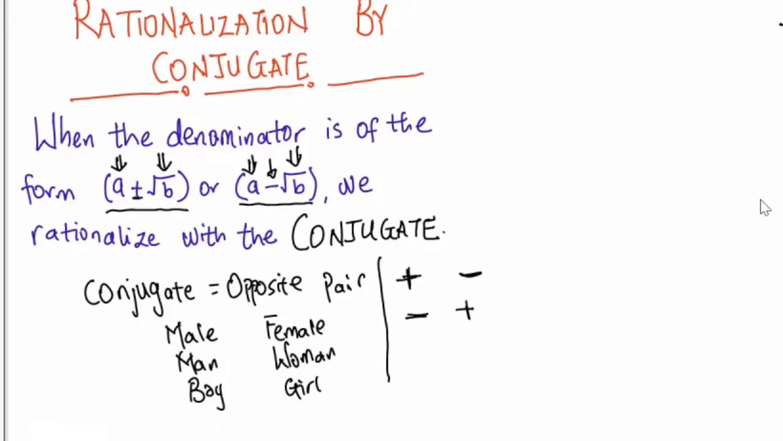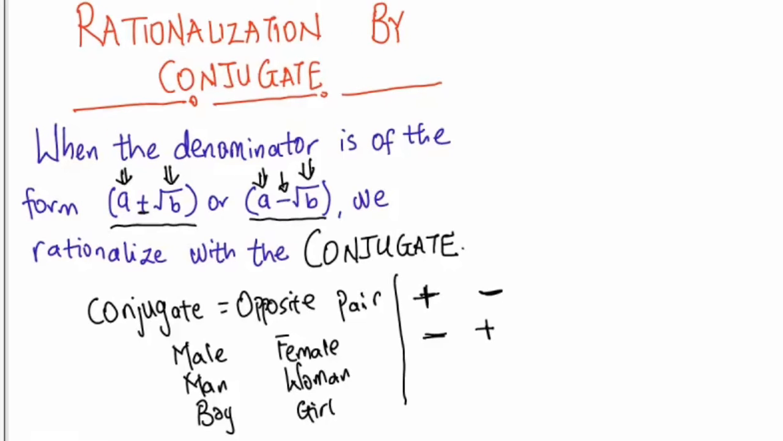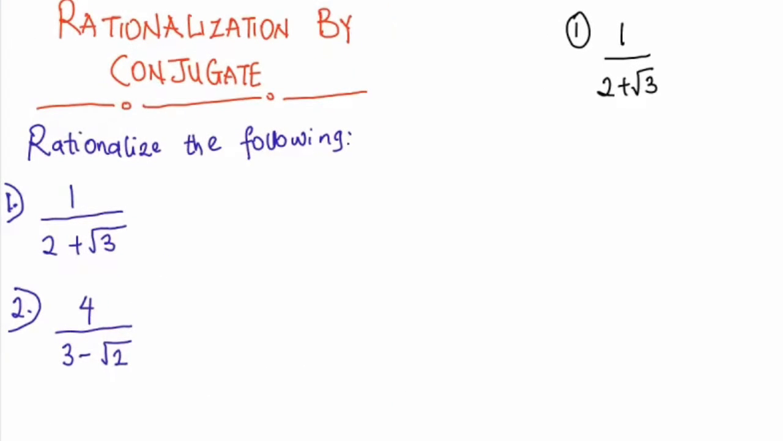Now coming back, when the denominator is of the form either a plus root b or a minus root b, in this case it is no longer single, but it is paired with something else. Now we rationalize with the conjugate, which is just the opposite pair. So we have some examples to rationalize. The first question is 1 over 2 plus root 3, and the second question is 4 over 3 minus root 2. We'll begin with the first question.